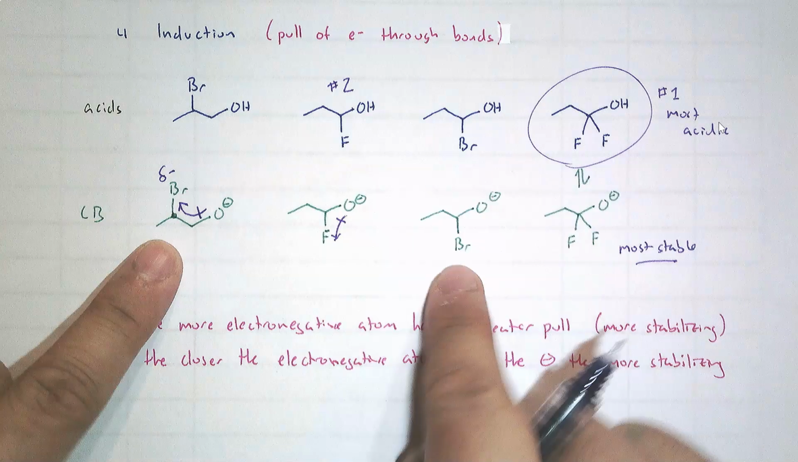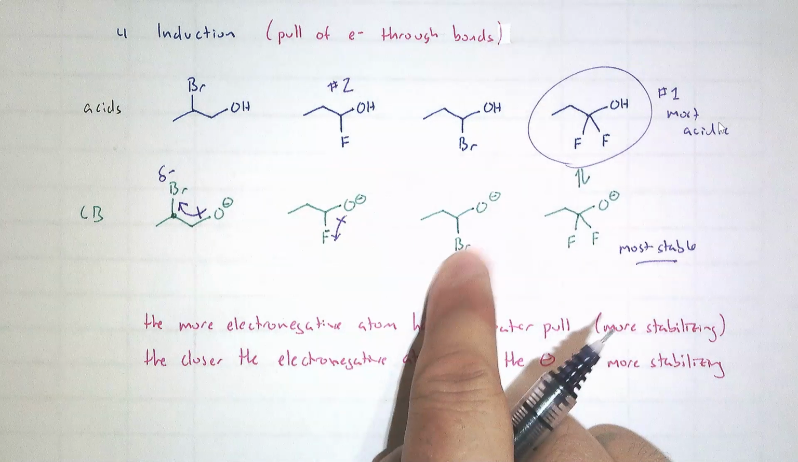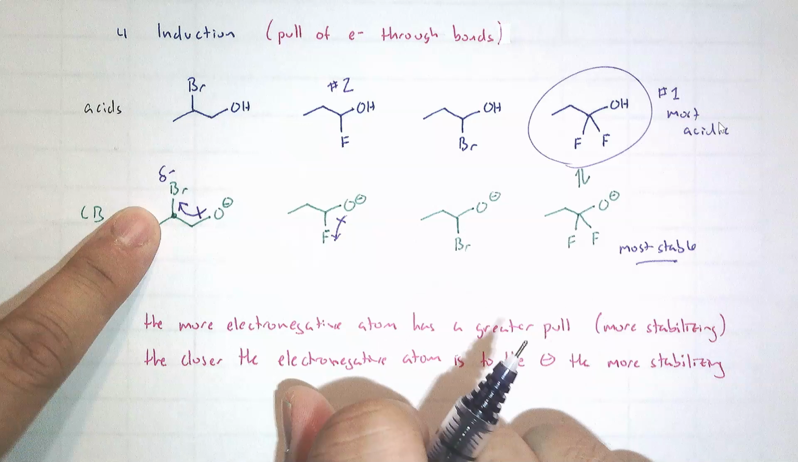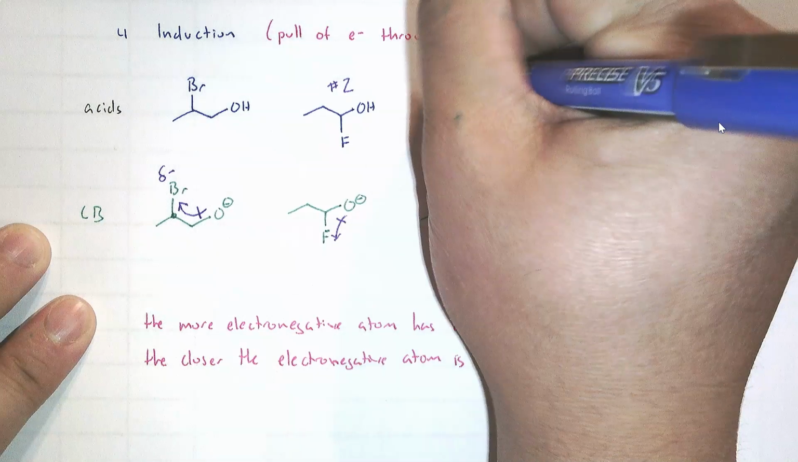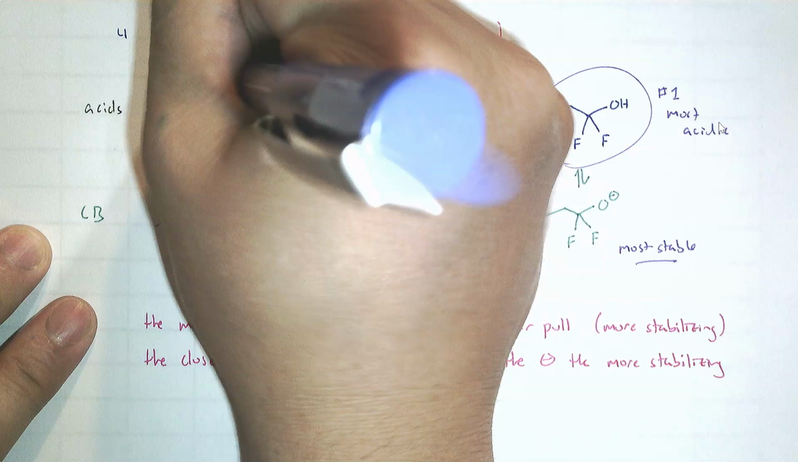And then now we're looking at the distance. Well, the bromine closer to the oxygen is more stabilizing than the bromine further away. Number three and number four.